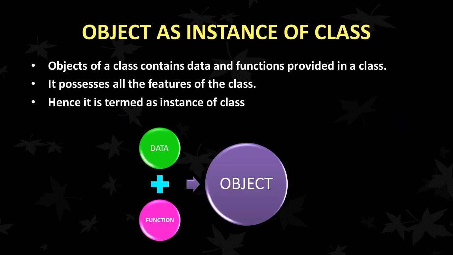Object as instance of class. Objects of a class contain data and functions provided in a class. It possesses all the features of the class. Hence it is termed as instance of class.